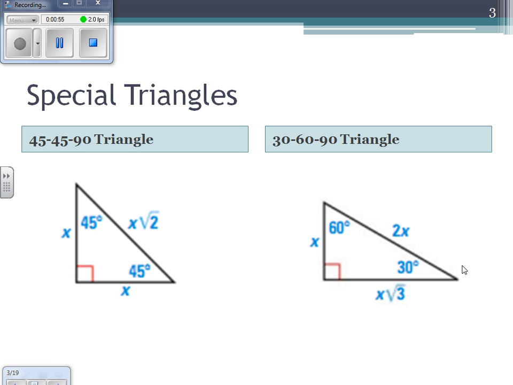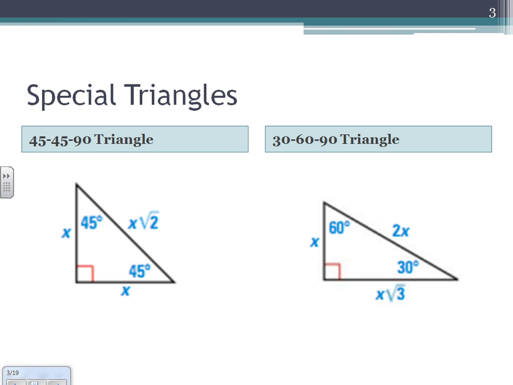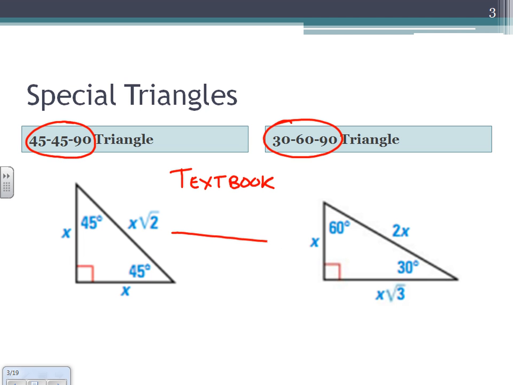Today we're going to talk about these two triangles. The first one is called the 45-45-90 triangle. And the second one is called the 30-60-90. These are both provided in your textbook, both of these pictures. And they're provided in section 7.4.